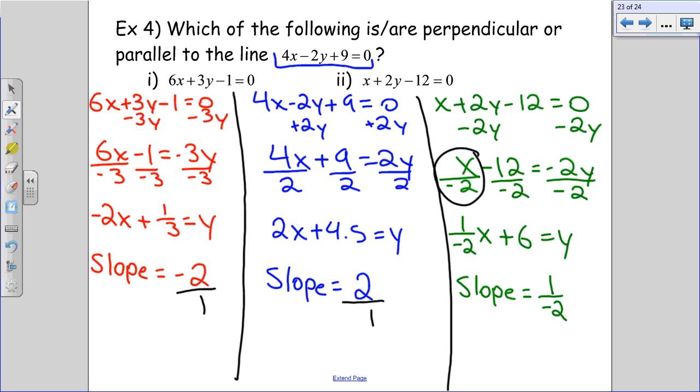We're not done yet because we haven't answered the question. The question was, which are perpendicular or parallel? So, if you look at the red one and compare it to the blue one, are they parallel, meaning they have the same slope? No. They're definitely not parallel because this one's negative and this one's positive. Is it perpendicular? They're opposites in the sense that one's negative and one's positive, but it's not flipped. So this one is neither.